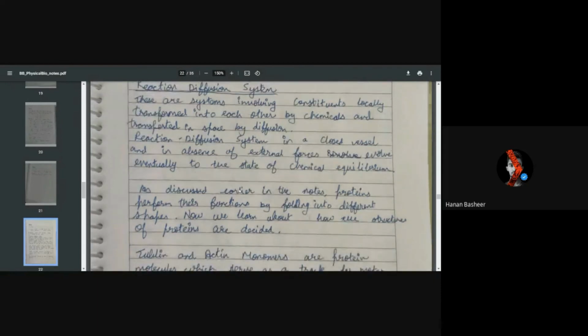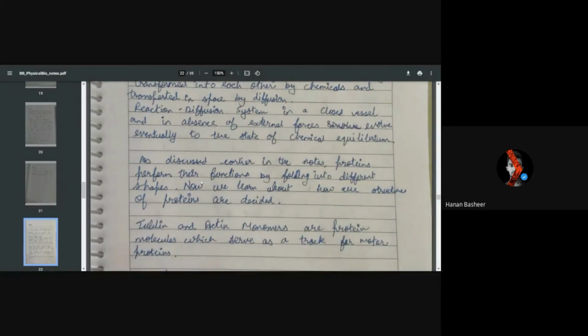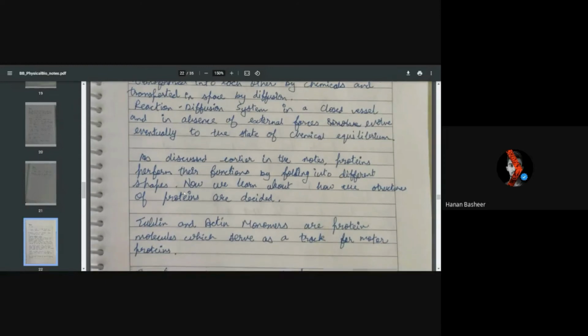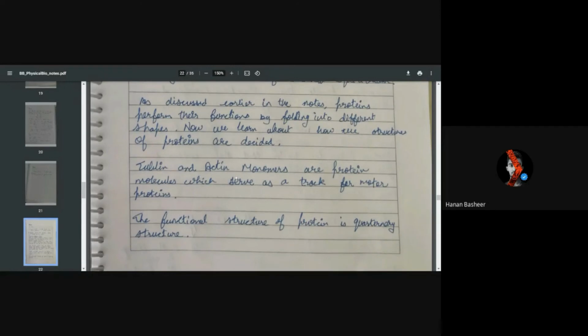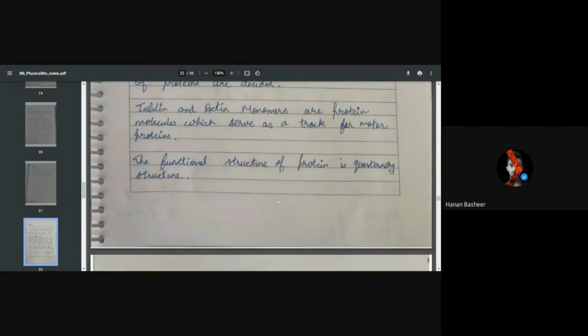Discussed earlier in the notes, proteins perform their function by folding into different shapes, like the primary, secondary, tertiary, and the quaternary. Now we learn how the structure of the proteins is decided. Tubulin and actin monomers are protein molecules which serve as a track for motor proteins. The functional structure of protein is the quaternary structure.